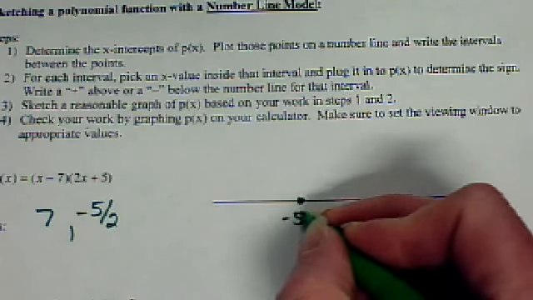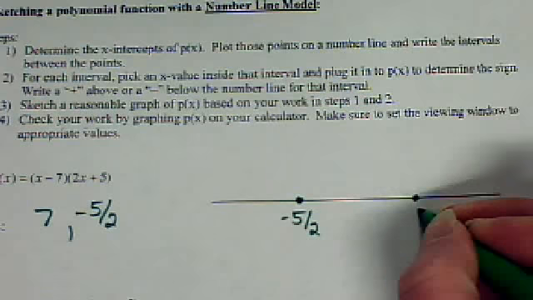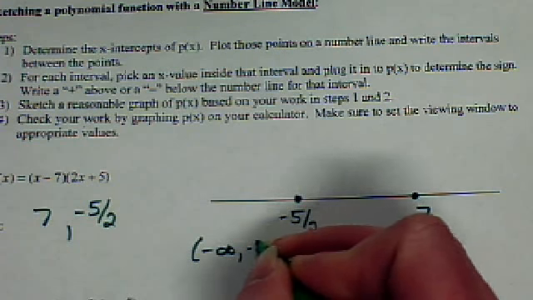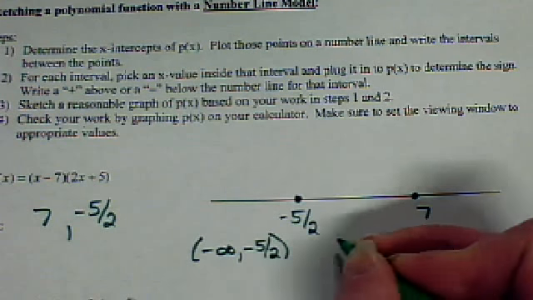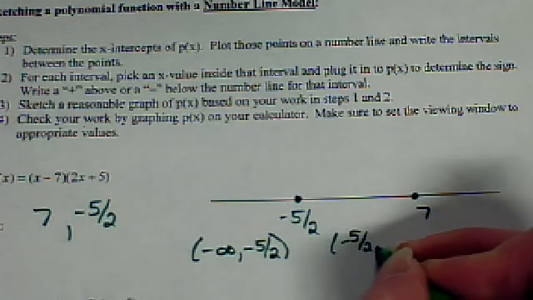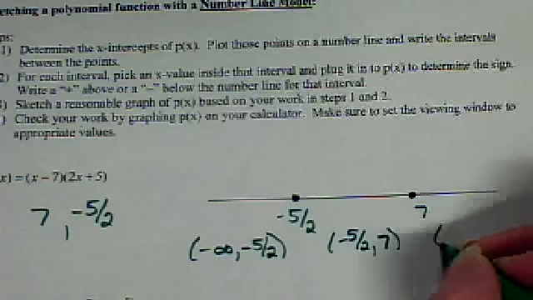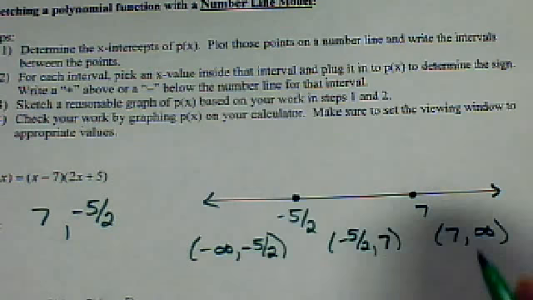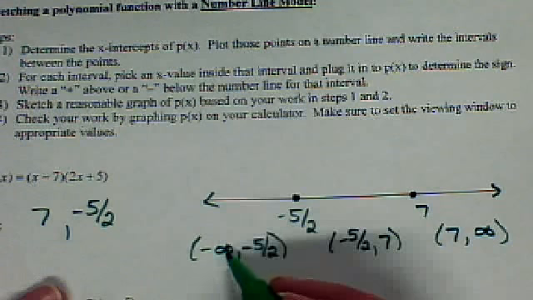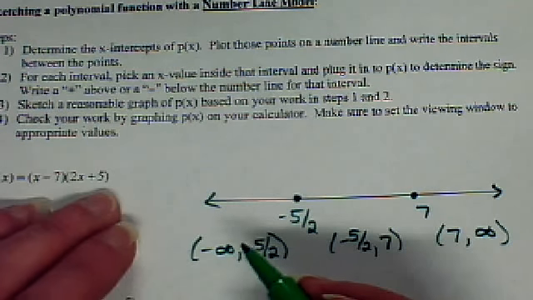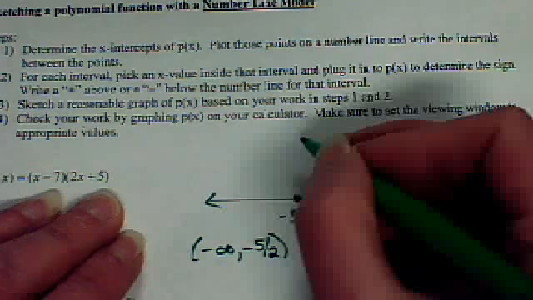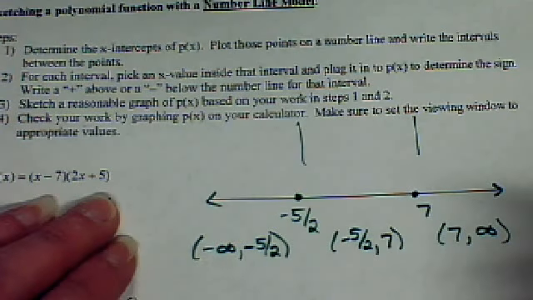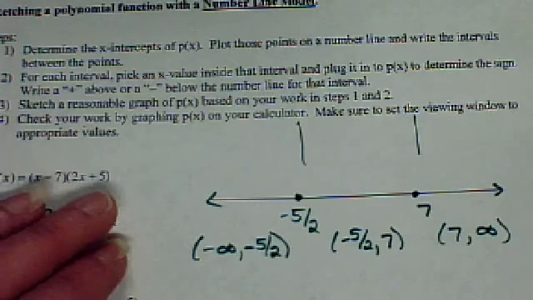Negative 5 halves here and 7 here. The first interval is negative infinity to negative 5 halves. Then I have negative 5 halves to 7. Then I have 7 to infinity. What I'm going to do is in each of these intervals, choose an x value. And then I'm going to plug it into each of the parentheses. By doing that, I can check the signs of the resulting answers.